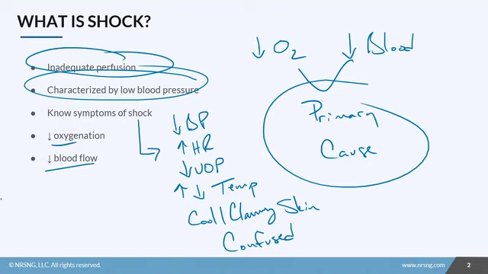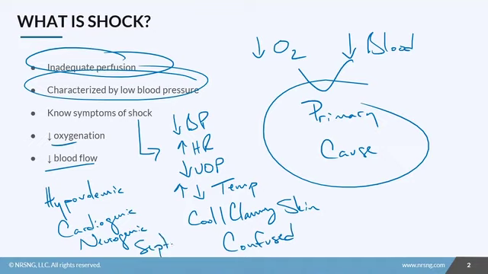We're going to hit on 4 types of shock today. So you've got hypovolemic, cardiogenic, neurogenic, and septic. So let's get going. Now remember that there are lessons that go much more into depth than what we're going to cover today, but I really just want to hit the high points. So make sure you check those lessons out.